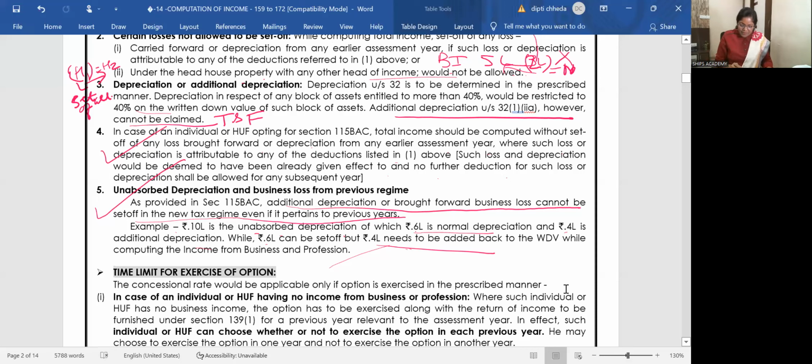Going back to where we were. Now read it. As per 115BAC, additional depreciation or brought forward business loss cannot be set off in the new tax regime, even if it pertains to previous years. 10 lakhs is unabsorbed depreciation, of which 6 lakhs is normal depreciation and 4 lakhs is additional depreciation. While 6 lakhs can be set off, 4 lakhs need to be added to the WDV. We have deducted from WDV, quietly add it back, additional depreciation is not your work now, and move ahead.